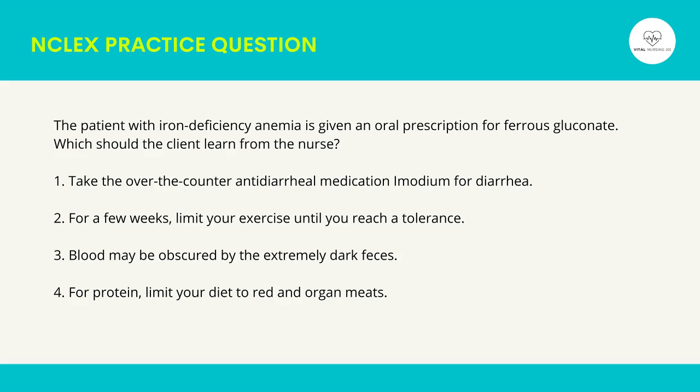Let's go back to that question we had in the beginning of the video. The patient with iron deficiency anemia is given an oral prescription for ferrous gluconate. Which should the client learn from the nurse? 1. Take the over-the-counter anti-diarrheal medication Imodium for diarrhea. 2. For a few weeks, limit your exercise until you reach a tolerance. 3. Blood may be obscured by the extremely dark feces. 4. For protein, limit your diet to red and organ meats.